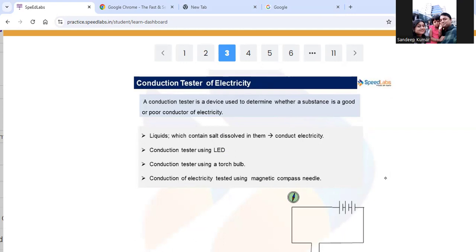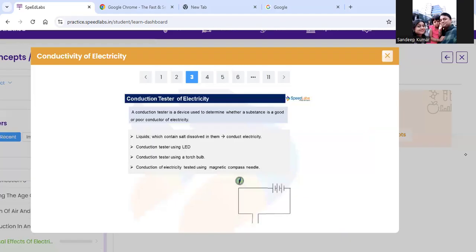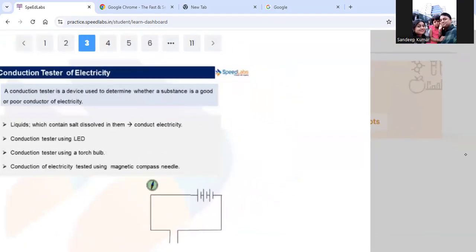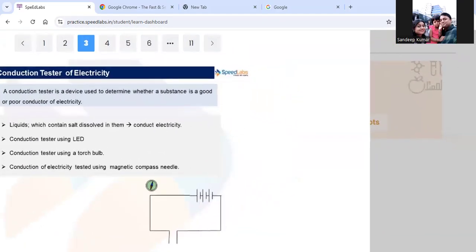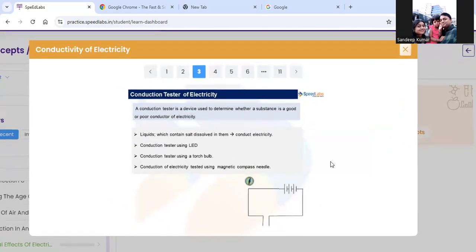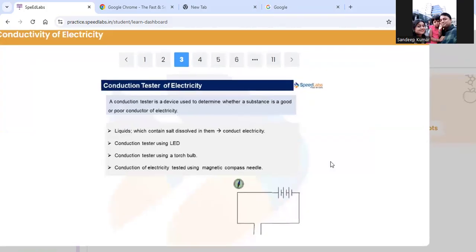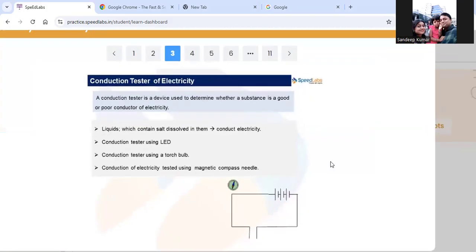So if you see here, what they have done in this arrangement. This is a conduction tester using a torch bulb, conduction of electricity testing. This diagram is not complete here. I can show you this diagram.